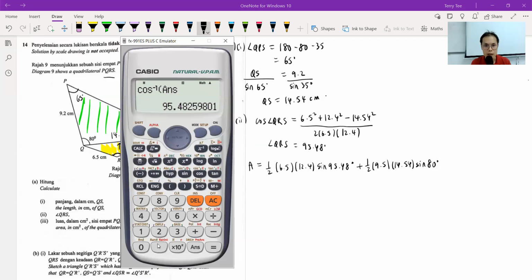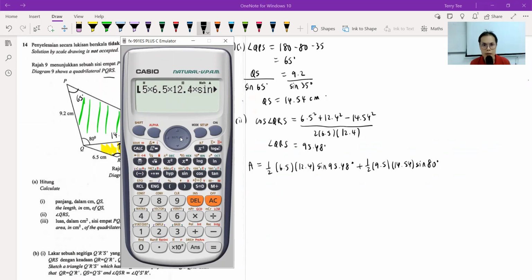Okay, calculator, half times 6.5 first, 6.5, 12.4 sin 95.48. So then I think we can just add them up straight. Half, 0.5, 9.2, 14.54 sin 80. So this answer is 108.